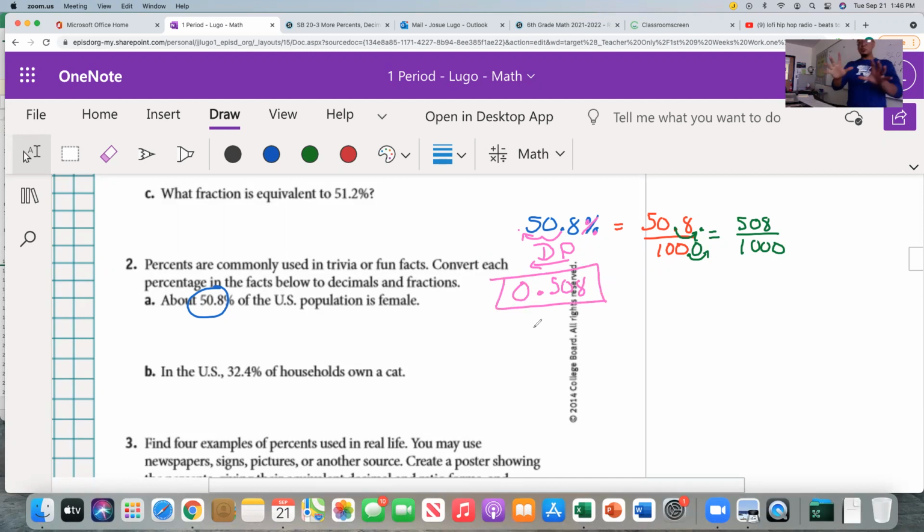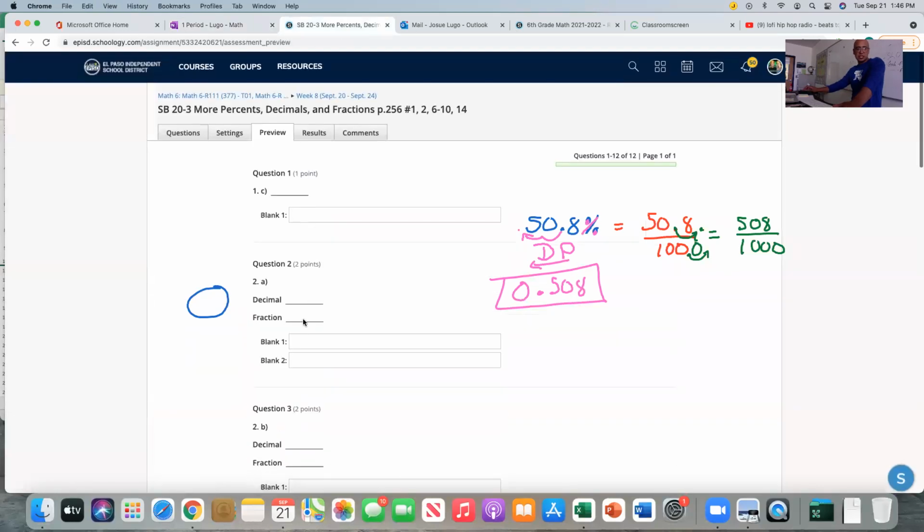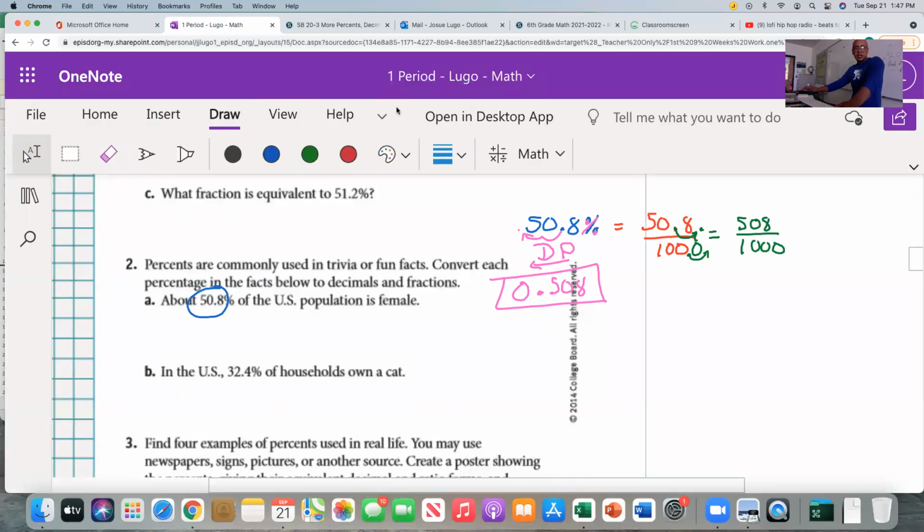That is already the decimal. You don't simplify decimals. That is the decimal equivalent. And so in Schoology, when you go to 2A, make sure that when it says decimal, you click on that, and you would write 0.508. Awesome. Now let's figure out the fraction. We need to simplify it. Well, before I even do that, ladies and gentlemen, look at this, 0.508.